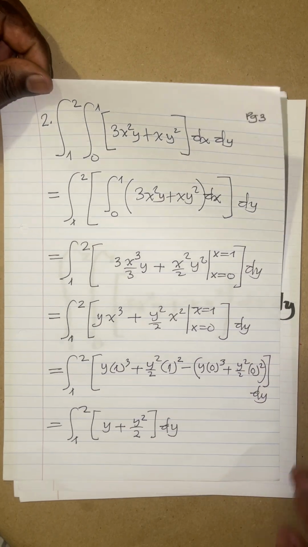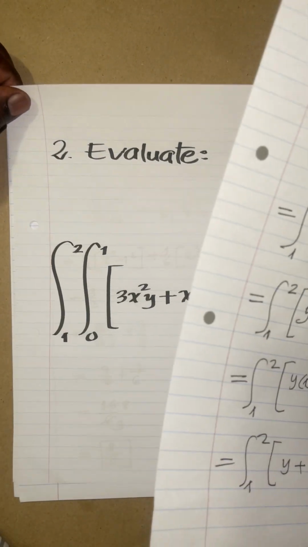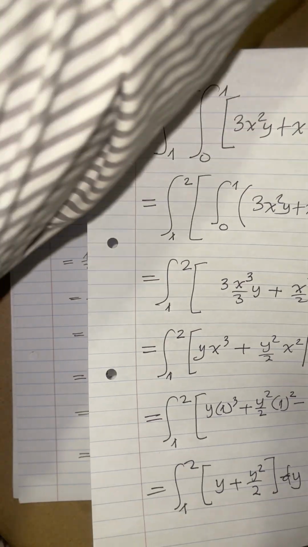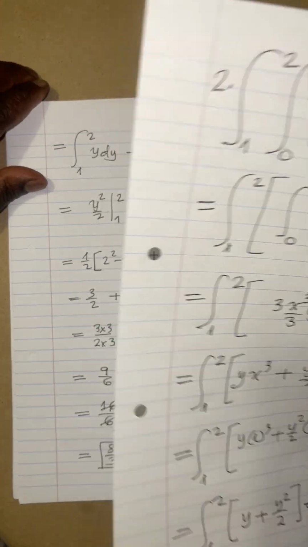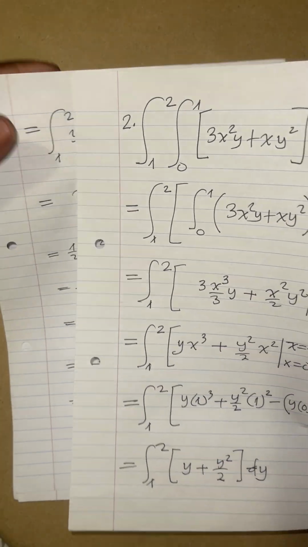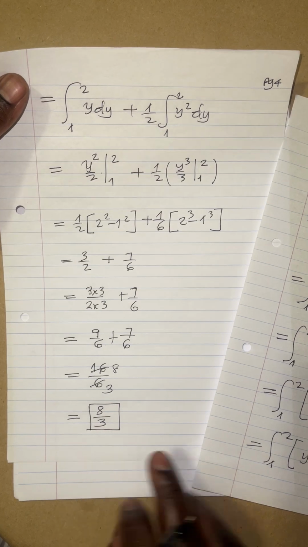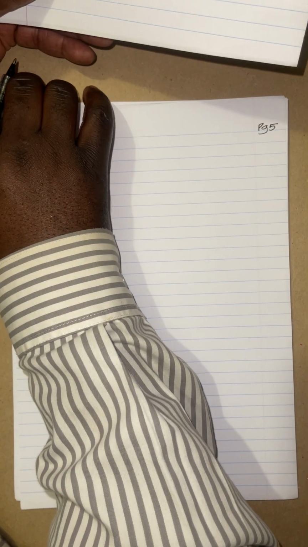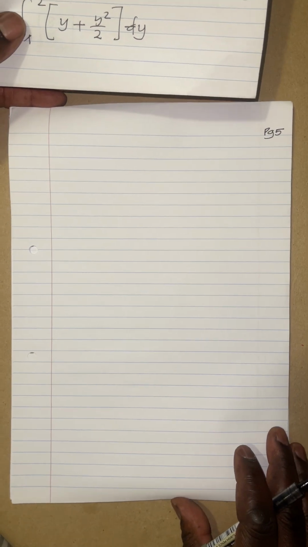I want to repeat that process. Repetition is critical in this story of teaching and learning of maths. Let me change the order of integration. Remember, our solution is 8 over 3. Let's change the order of integration and see what we get. Taking us to page 5.